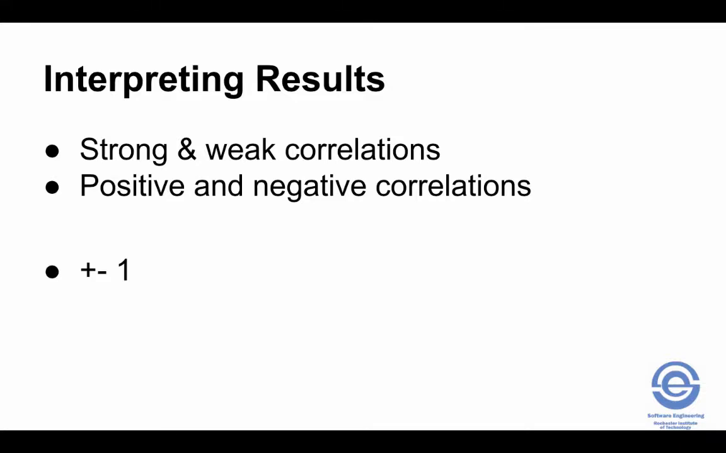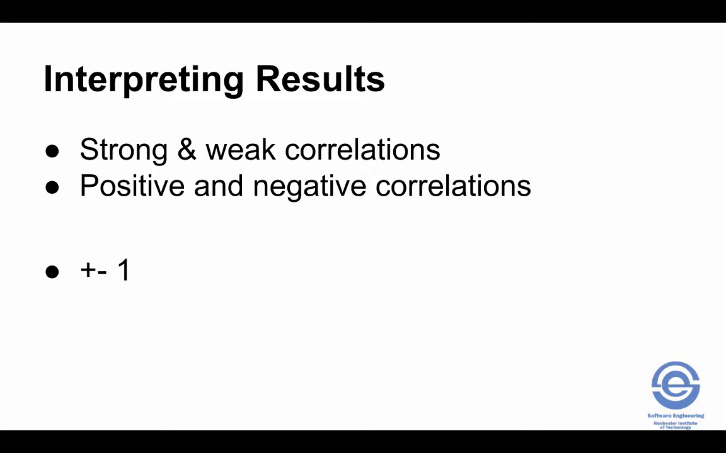Another term I want to throw out there is how to interpret results. What we are going to talk about today are strong and weak correlations. There's virtually a correlation between every item. Now, it may be very weak, but there's probably going to be a correlation between every item. There may be a strong correlation between different items.